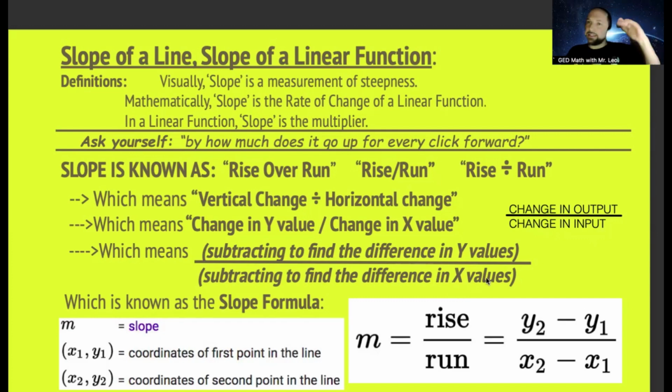Remember when we did it in the data table and I said I had to kind of count or subtract? Well, the outputs went up by 20 and the inputs went up by 10. We were essentially subtracting in our head to find the difference.